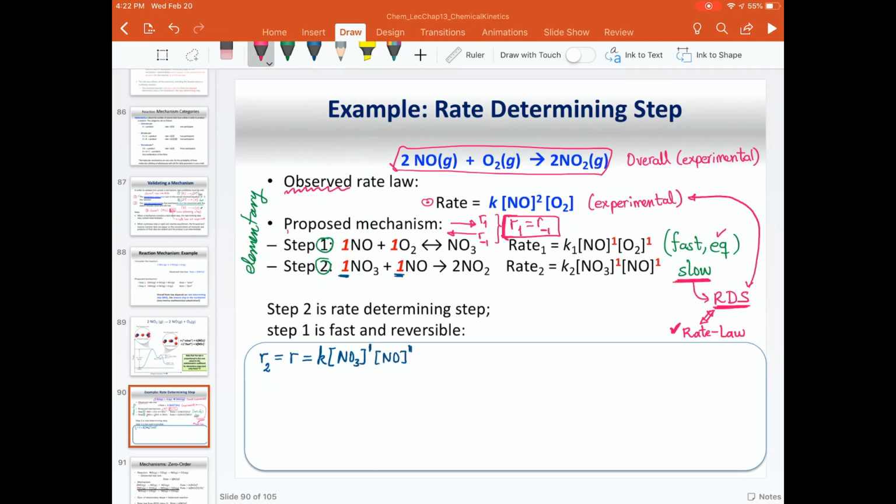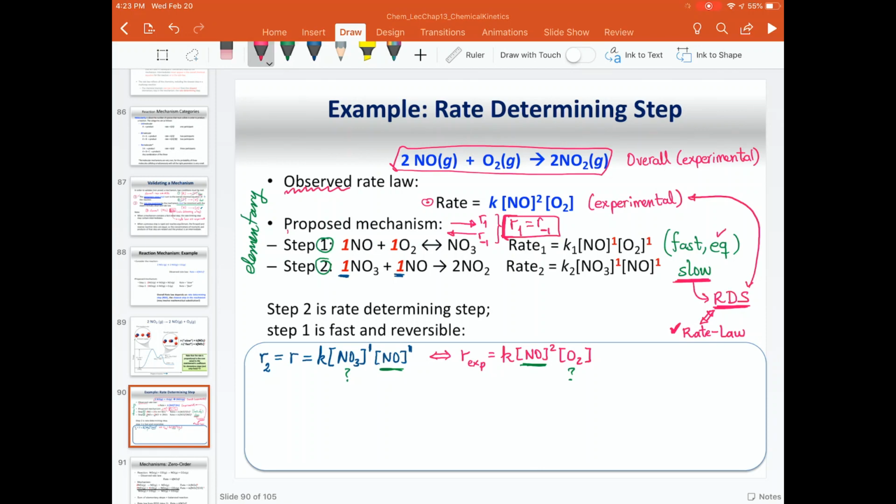So now we said that we have to compare this, and it has to be compatible with the rate that was observed experimentally. So the rate experimentally is going to be equal to k times NO squared times the concentration of oxygen. They're clearly not the same. They have something in common. They have NO here and NO here, but this is NO3, this is oxygen. So clearly they don't look the same way.